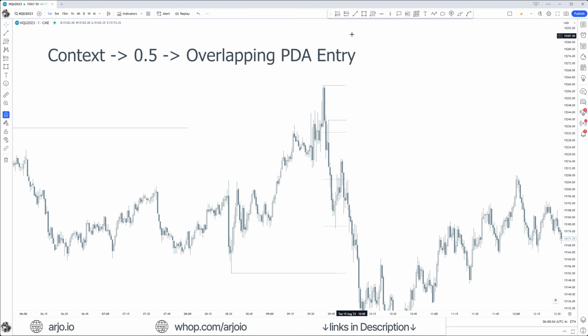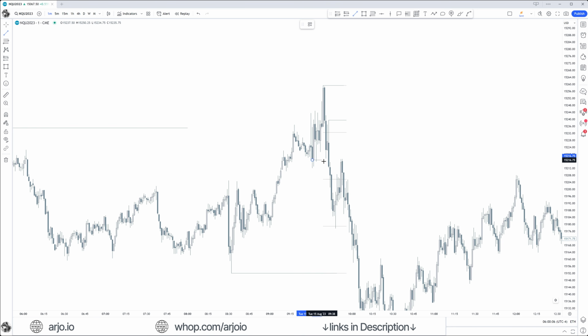So what would you do? You use that low right there overlapping with that fair value gap and you enter off of that. Where does your stop loss go? Above the short-term high. Why? Because based on structure, these short-term highs should now hold until when? Until we reach the target, the intermediate term low.